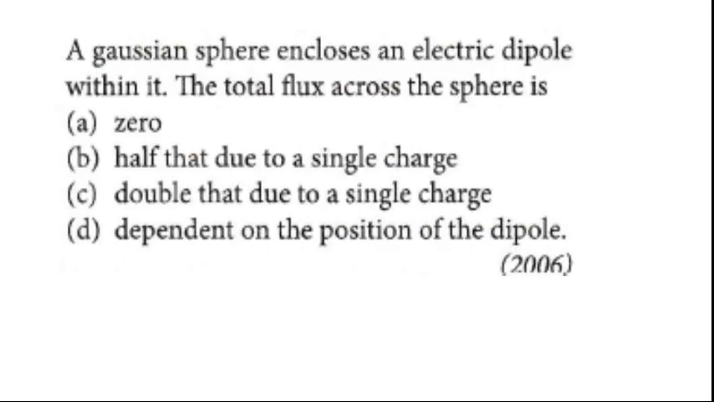The total flux across the sphere. So as soon as you read this, you should be able to find out which concept, which law, which formula this is based on. So, Gauss theorem in electrostatics states that the total electric flux over a closed surface is equal to 1 by epsilon times the algebraic sum of the charges enclosed within it.